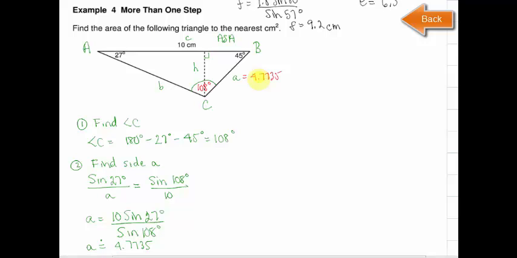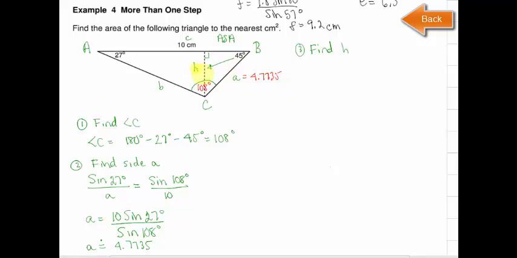Okay, so now I'm going to find H. Okay, and I've got a right triangle here. So step 3 is find H. I have to decide which trig ratio I'm going to use. I have angle 45, and the opposite side to 45 is H, and the hypotenuse is 4.7735.